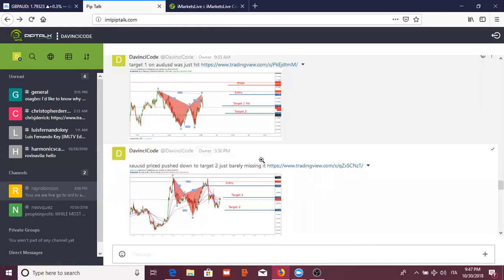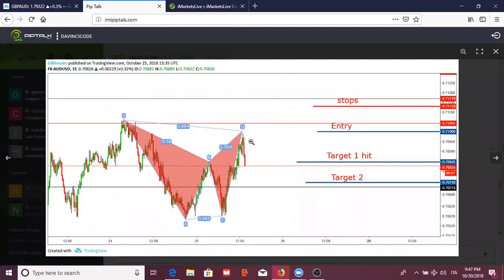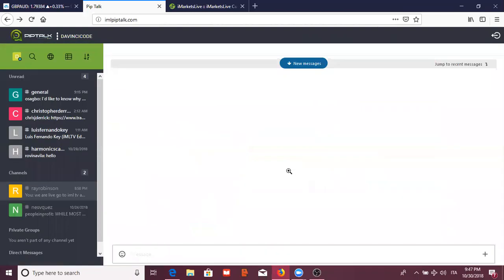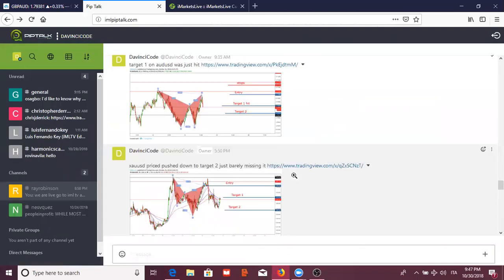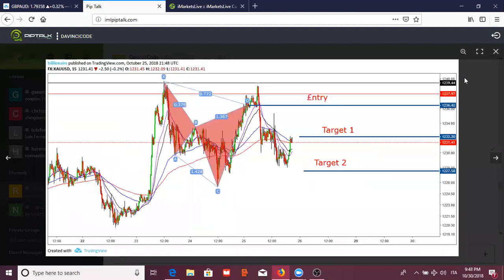I took this trade live on IML TV last week. This is my entry point, right to the T, and then target 1 was hit, and then you can see target 2 was hit on the next picture. Target 1, boom, target 2 came down, and eventually it got hit. But yeah, you get the picture.